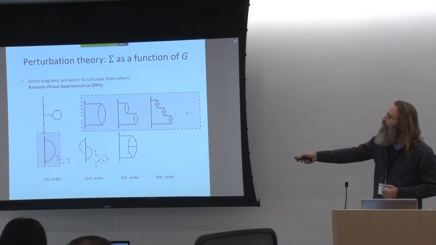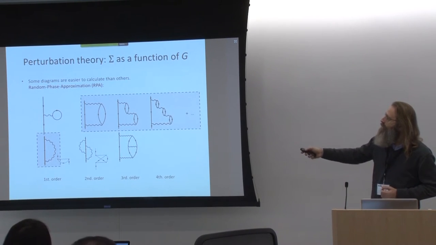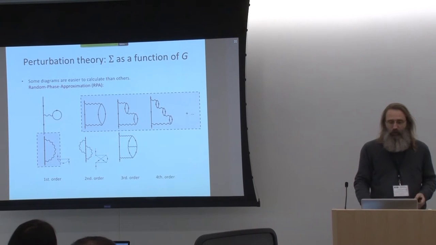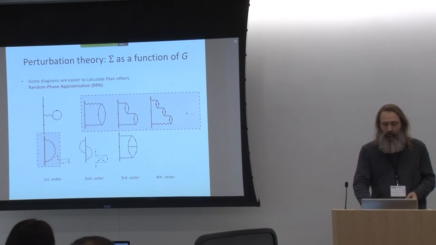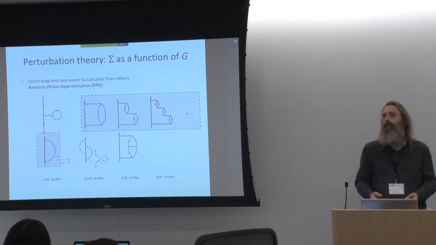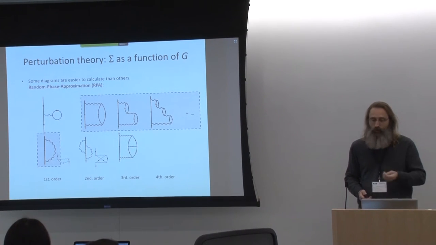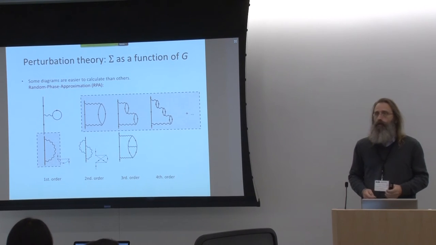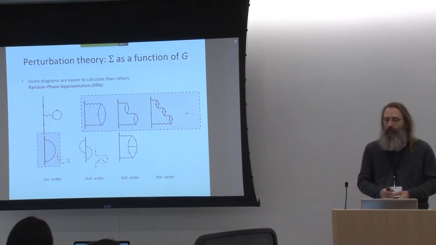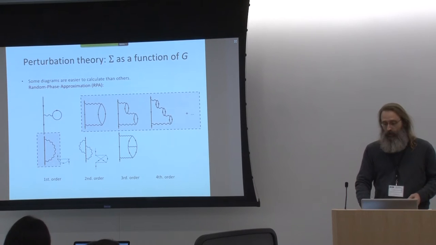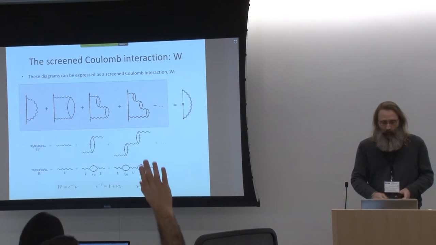But this we can do more conveniently than including the other ones. So that's one of the things which makes the random phase approximation at the moment popular, not only because I'll show you that it's a fairly good approximation for the physics in many cases, but it's also a tractable one, right? So we can do it.